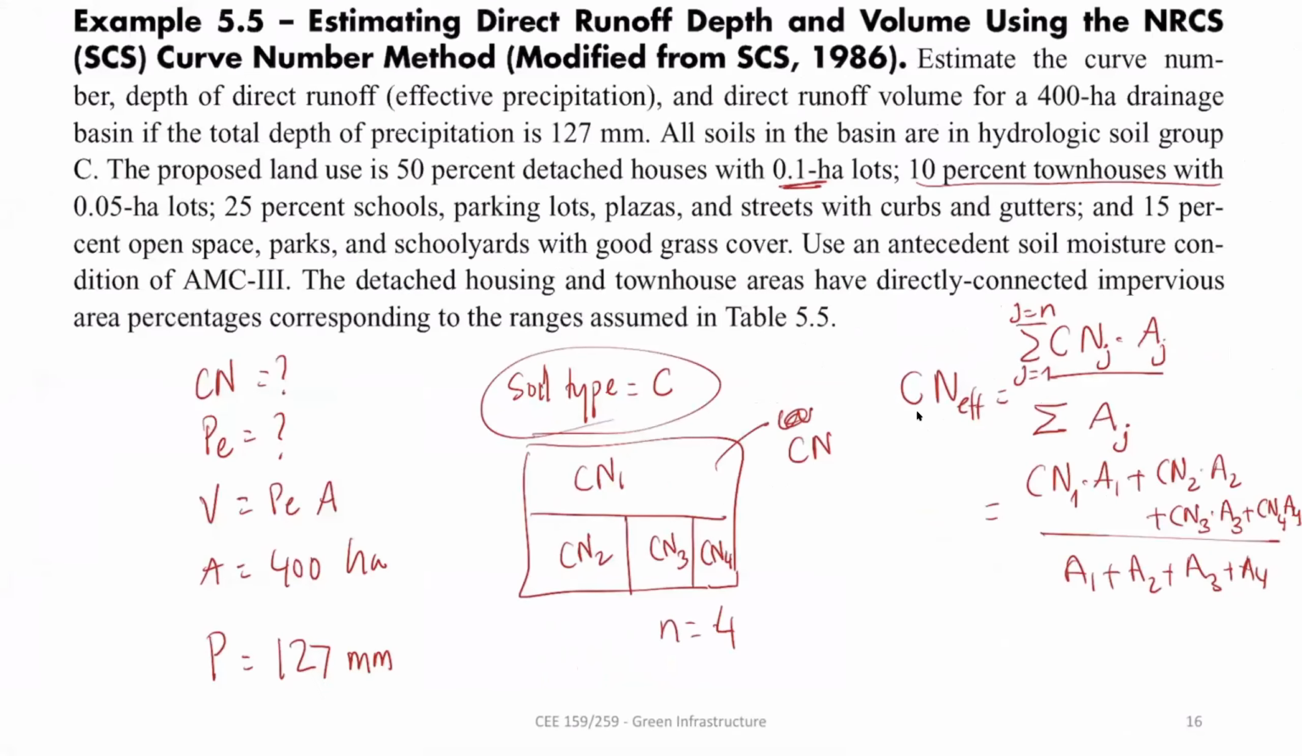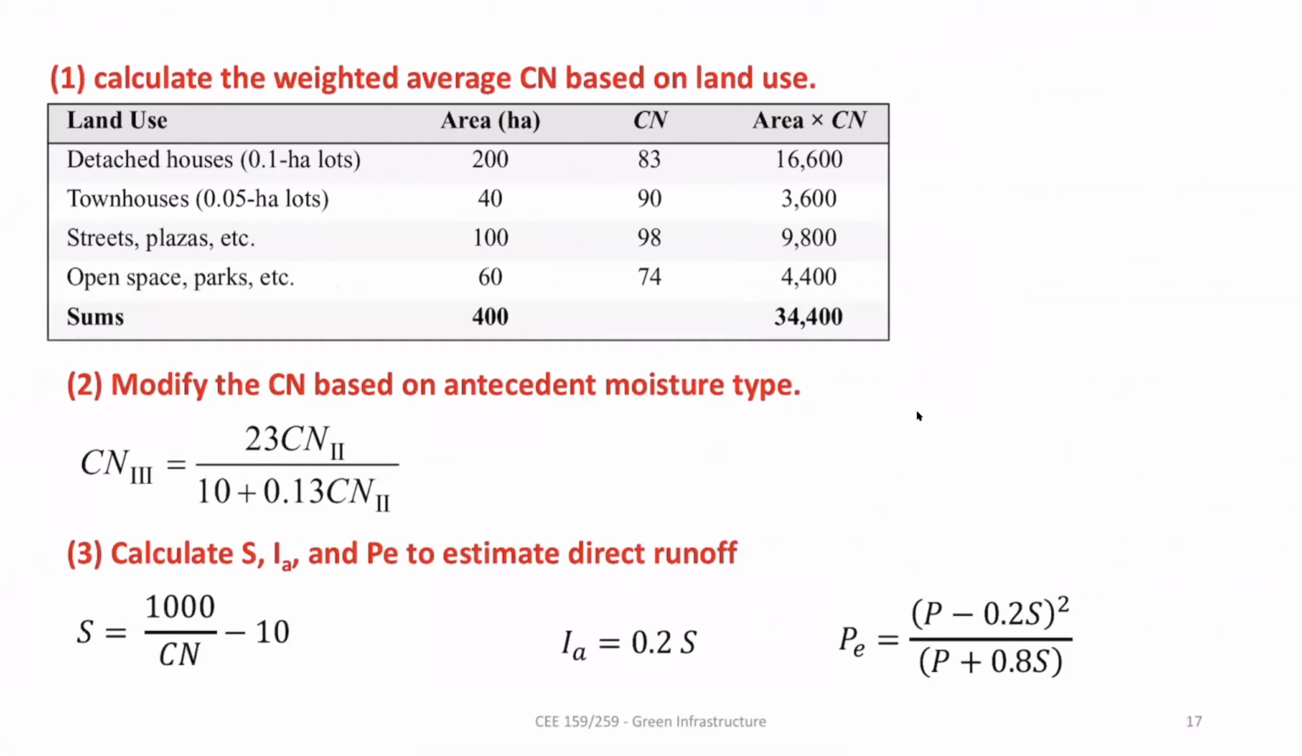That's what is written here. Once you know CN effective, that's the normal value, calculated with all the areas together. But once you know that CN value, you have to convert it, because it says AMC3, or wet conditions, by substituting that number. So this CN effective is basically CN2.